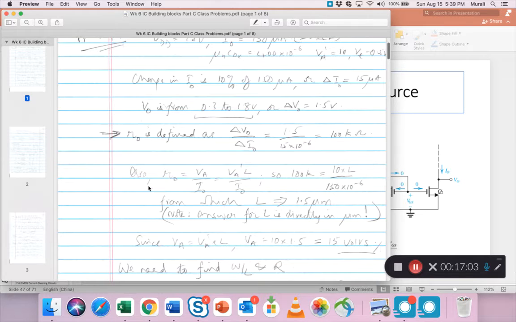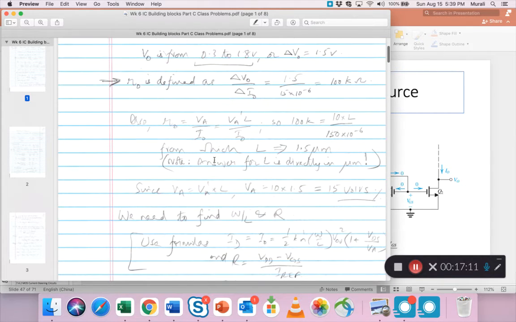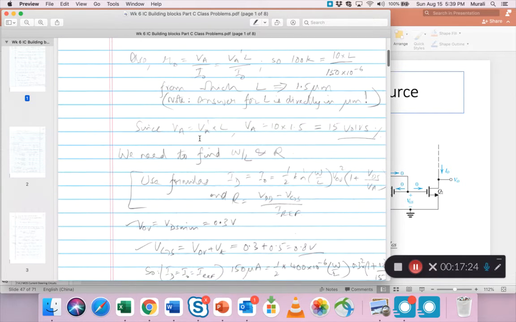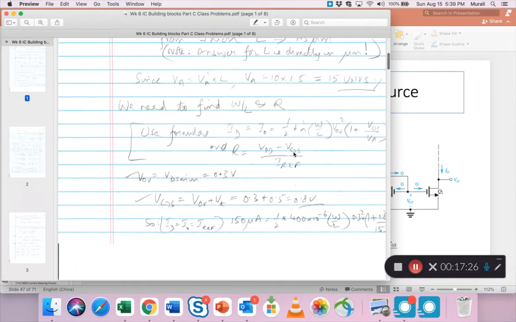Another form for RO is VA by IO, VA prime L by IO. So 100K is this, from which L comes out. Remember, this L, when it comes out, is directly in micrometers. I've said that before also. Since VA is VA prime into L, VA is 15 volts. Now we need to find W by L and R to finish the problem. Use the formulas this and this.